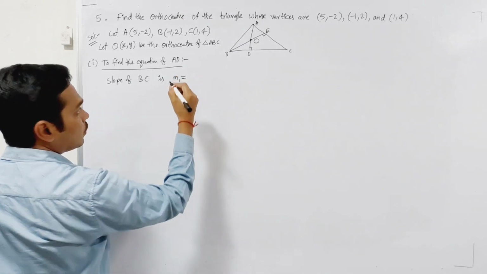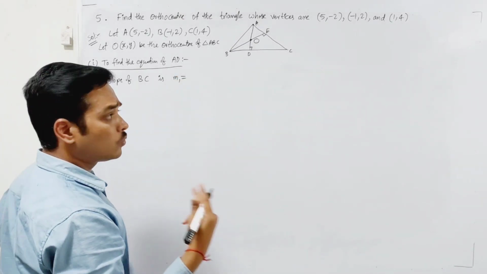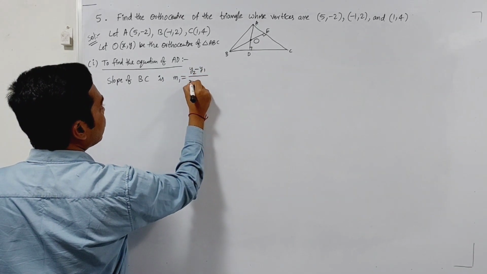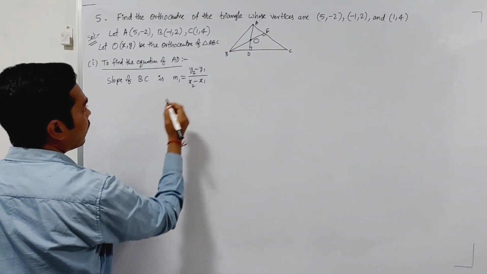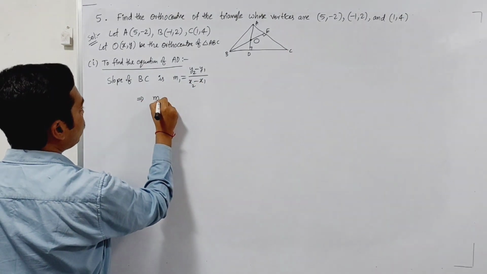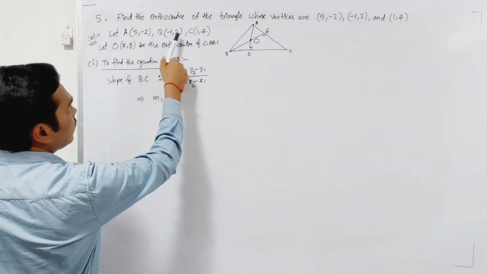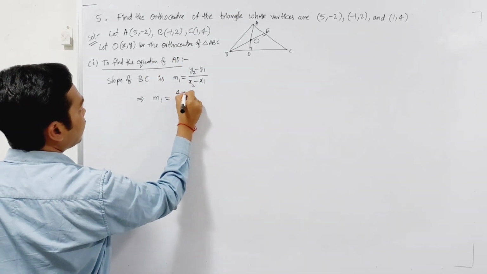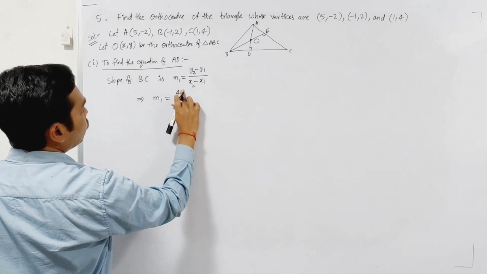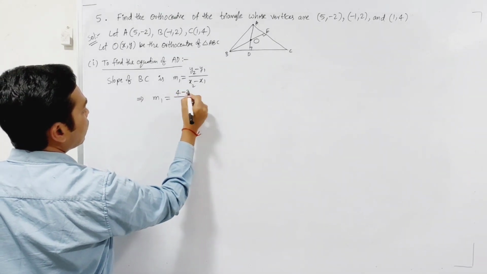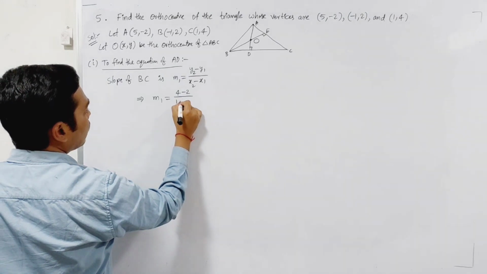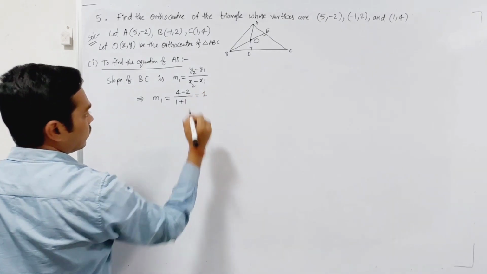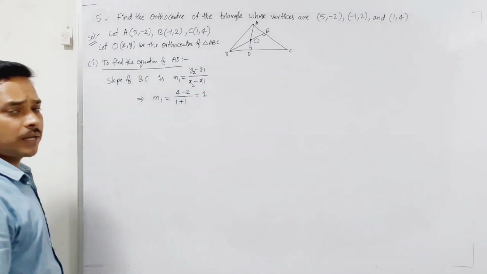By using the slope formula with two vertices, y2 minus y1 by x2 minus x1, we can find the slope of BC. Here B and C: y2 minus y1 is 4 minus 2, by x2 minus x1, 1 minus of minus 1, plus 1. That is equal to 2 by 2, which is plus 1. Slope of BC is plus 1.